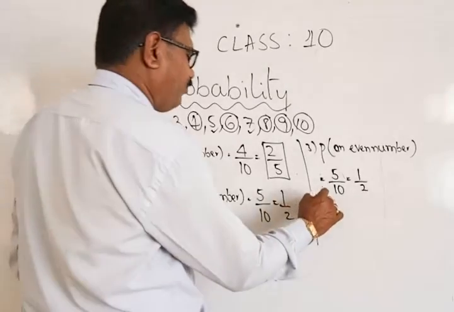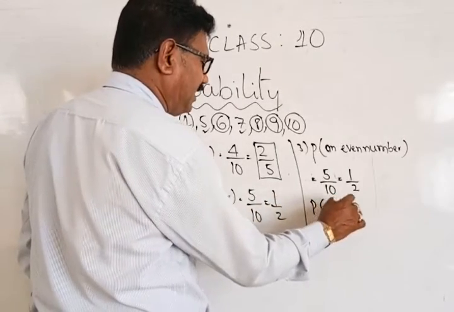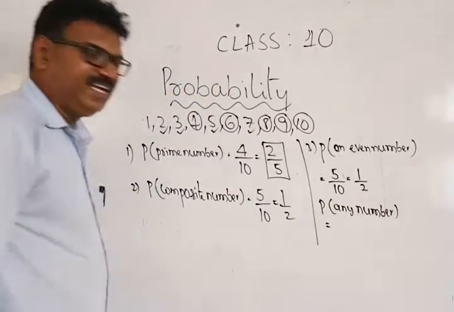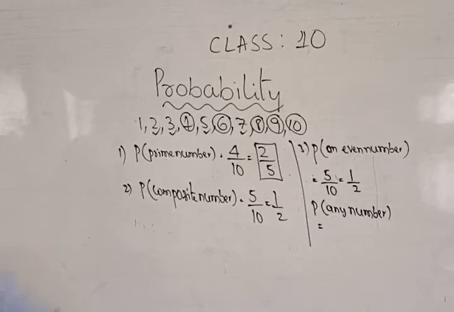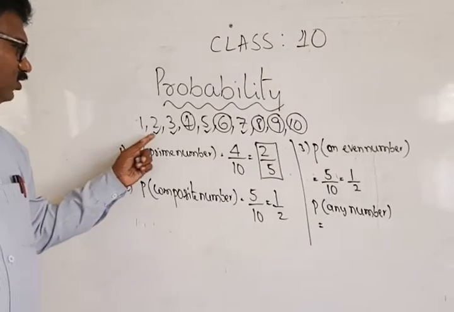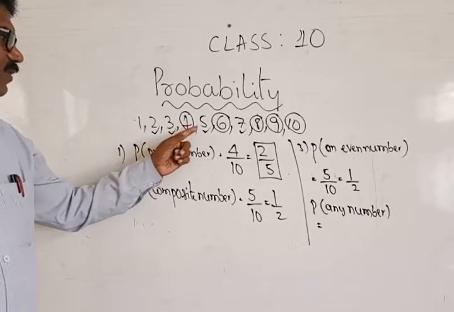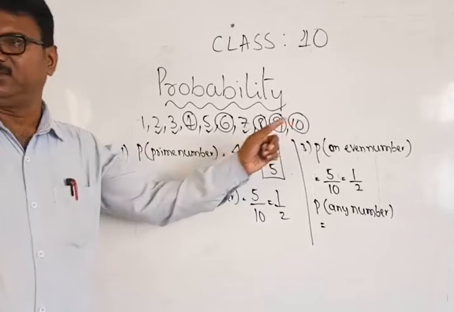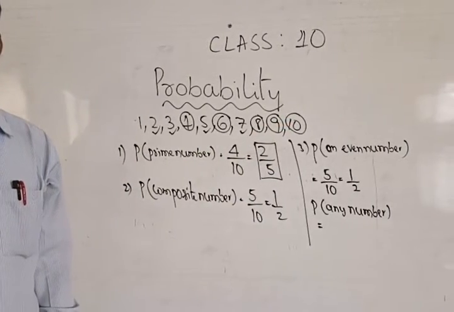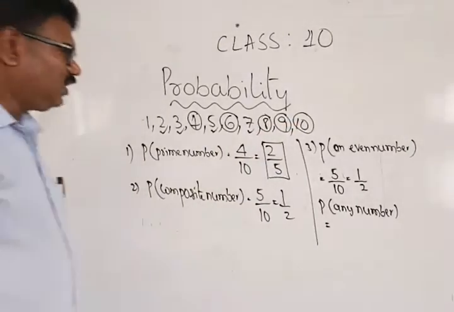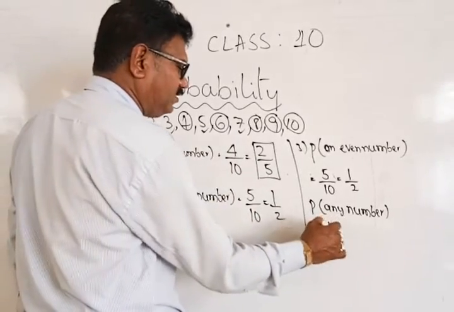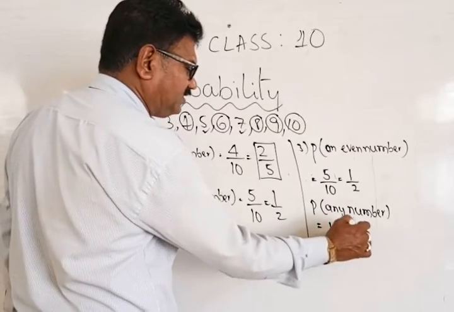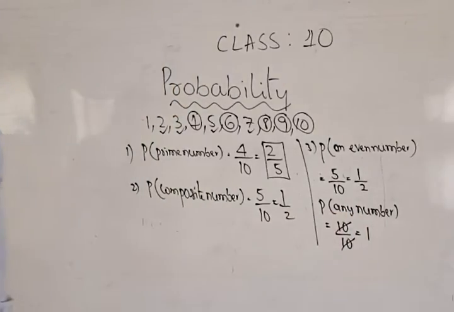Next, probability of any number. Any number means what? You may get 1, you may get 2, you may get 3, you may get 4, you may get 5, you may get 6, you may get 7, you may get 8, you may get 9, you may get 10. Okay? That means any number, you may get 10 out of how many outcomes? 10 only. Therefore 10 cancels. It is nothing but 1.